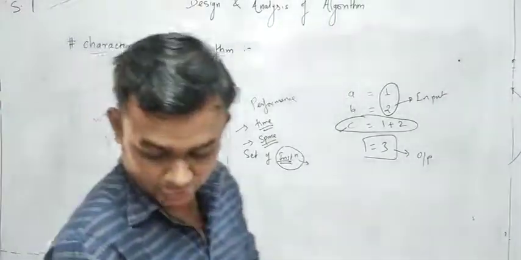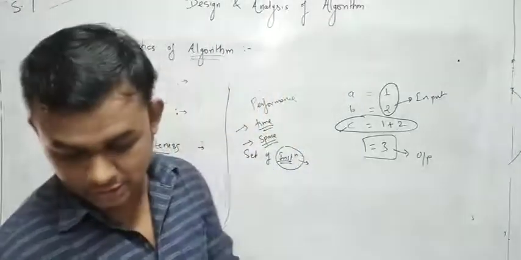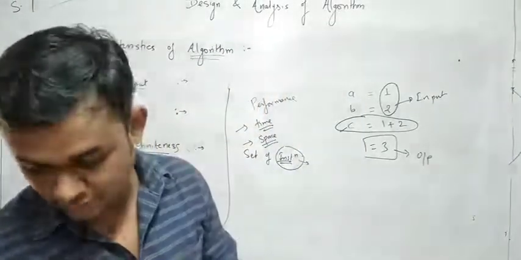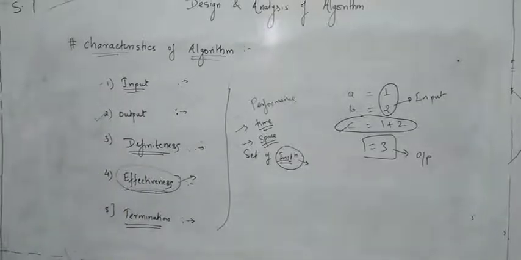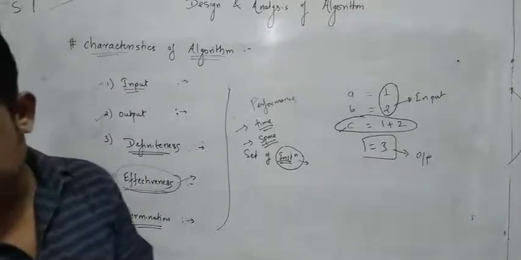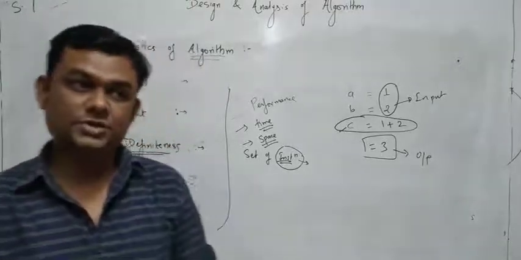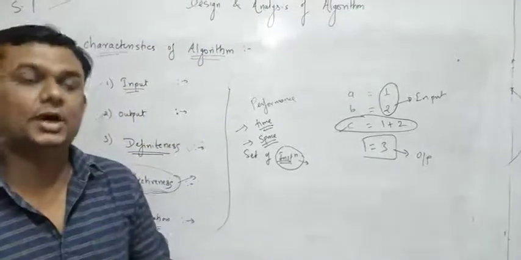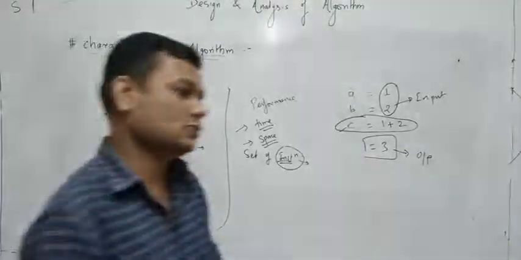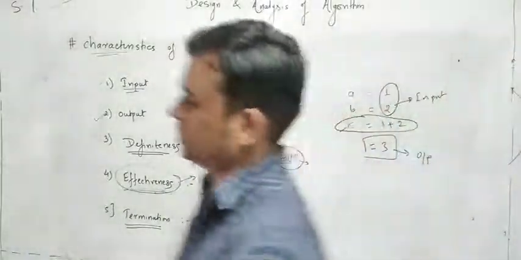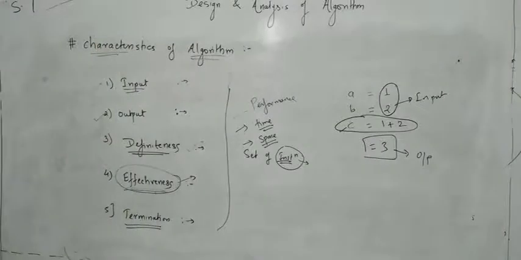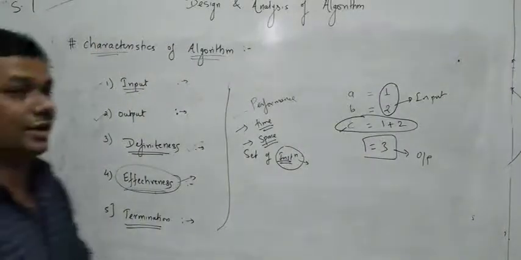There are 5 properties of algorithm. In last, we see 5 properties of algorithm. First one is finiteness. Finiteness means the number of instructions must be finite in the algorithm. After that, absence of ambiguity means each and every step in the algorithm is unambiguous, which means it does not repeat again and again.